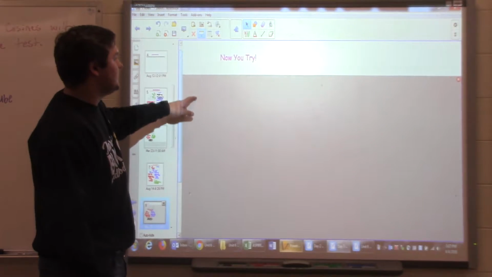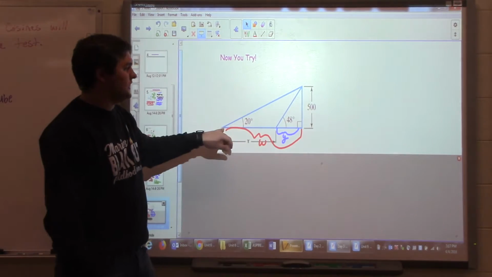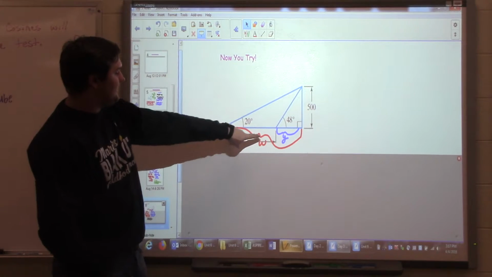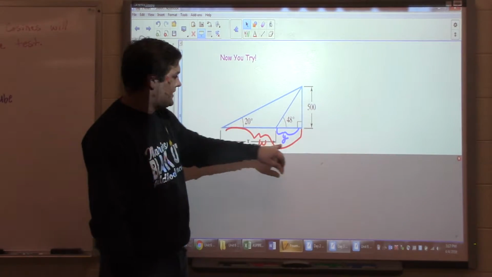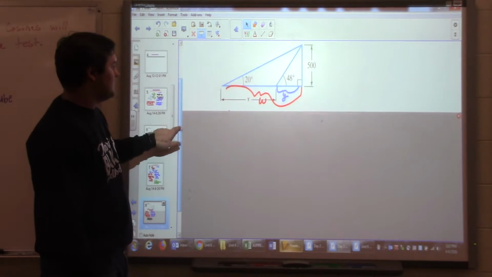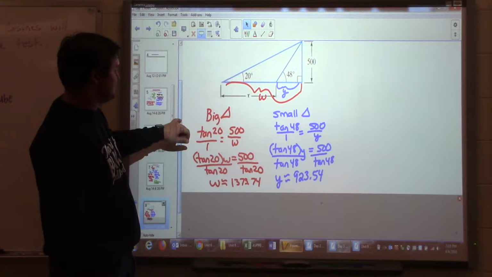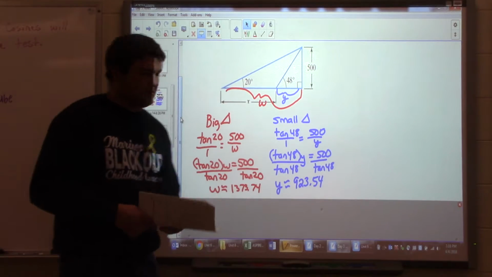So, you try. It's the same sort of problem. You're given two pieces, you're given two right triangles that overlap. You want to find this little piece here. You got to find the whole bottom, subtract off the little bottom. So, big triangle, small triangle. If you didn't redraw them, that's fine. If you did, good for you.